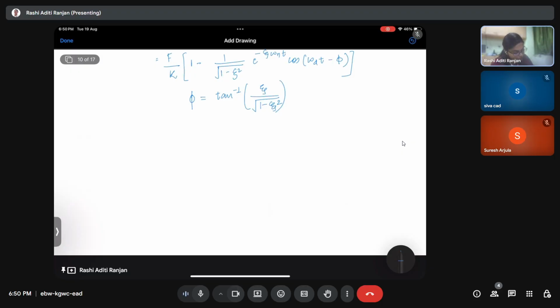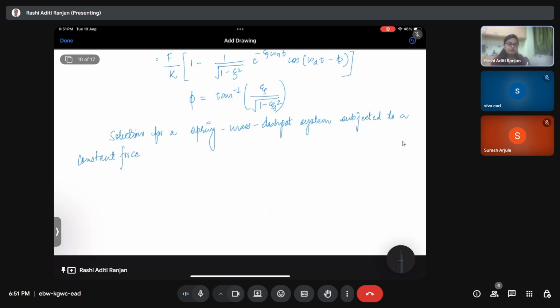Okay, so this is the solution for a spring mass dashpot system subjected to a constant force F. Okay, I hope this is clear now.